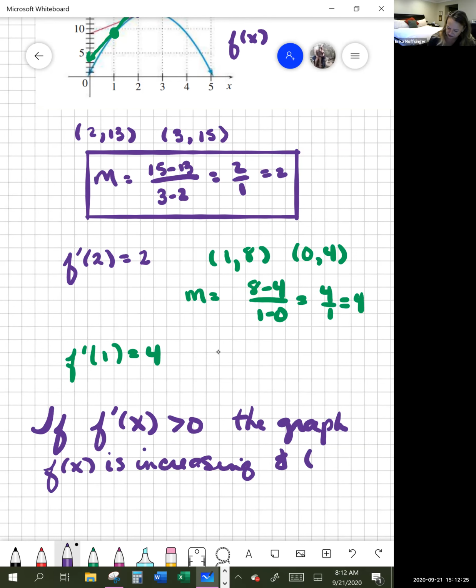And the graph of f prime of x will be above the x-axis.